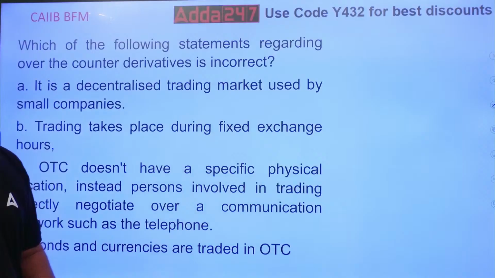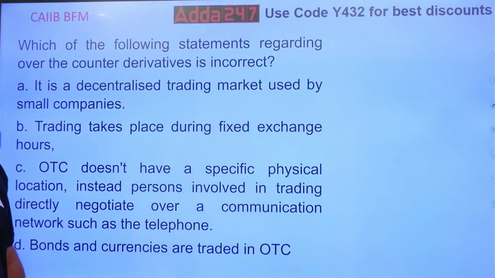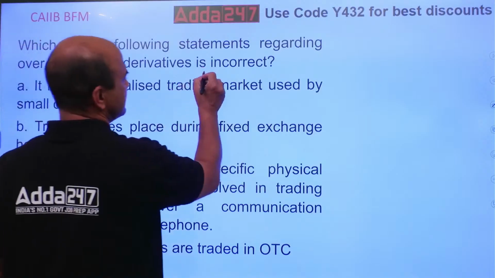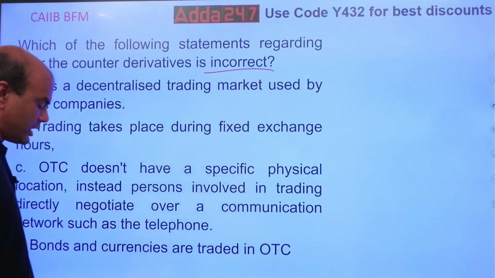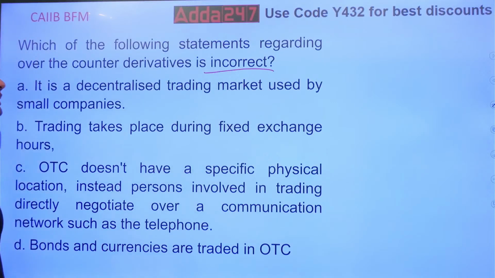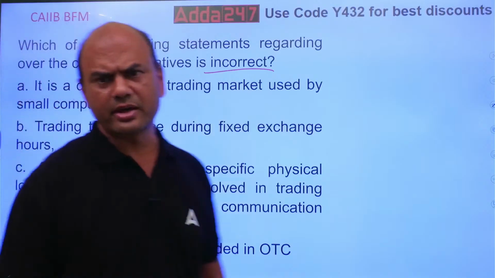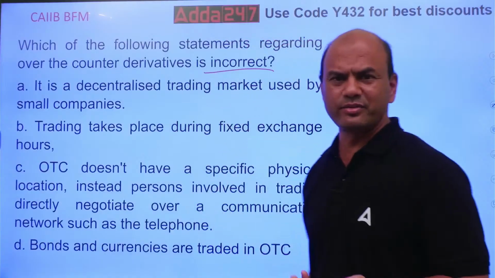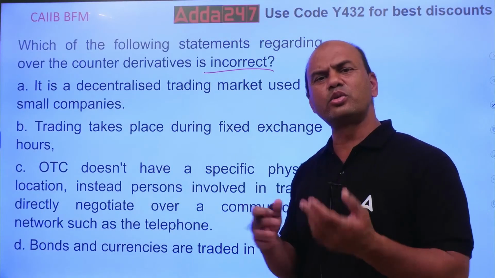Next, which of the following statements regarding over-the-counter derivatives is incorrect? Now look at this. I have just now explained OTC, so give me the answer. Which of them is incorrect? It is the decentralized trading market used by small companies. OTC is obviously decentralized. Why? Because there are only two parties.